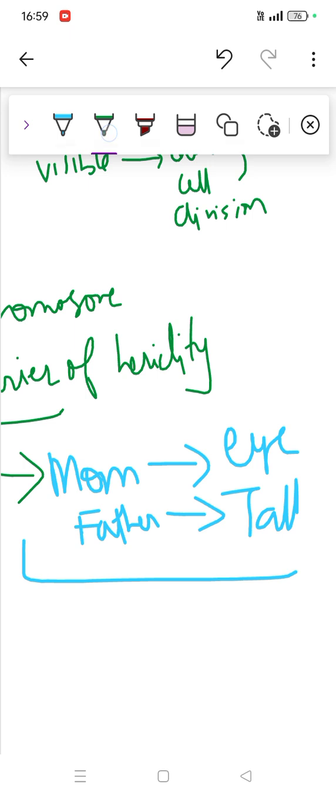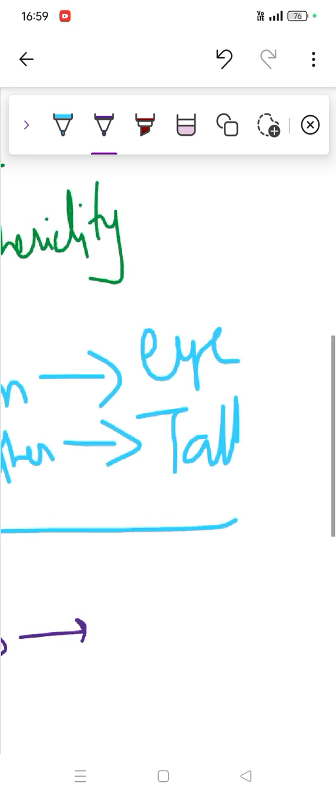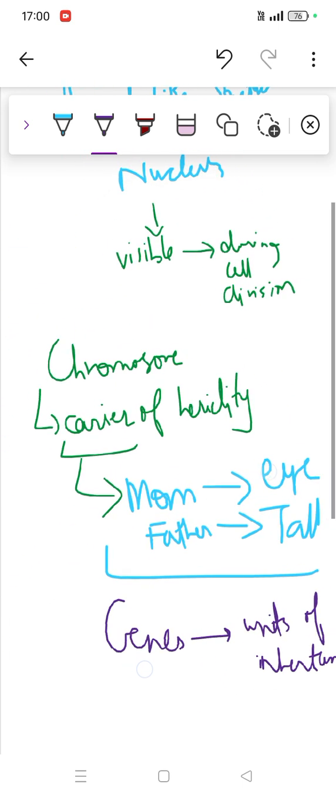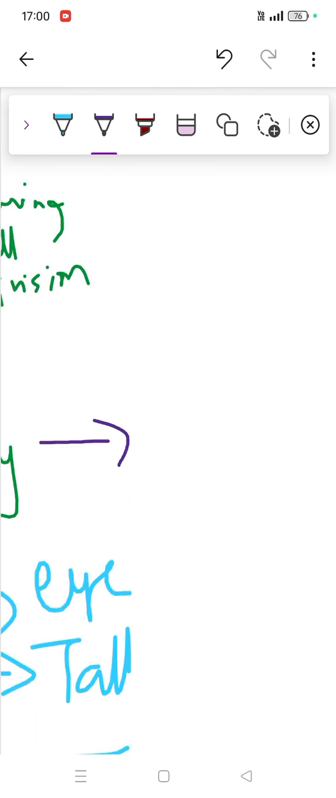As I've used the term gene, I need to write it. Genes are simply the unit of inheritance. This means they are only the carrier. Here the chromosome is the carrier of heredity.